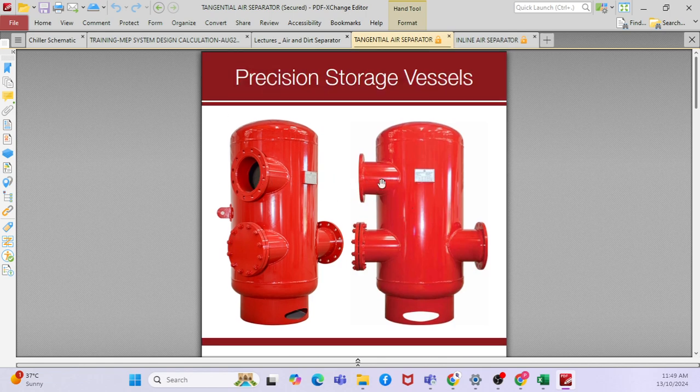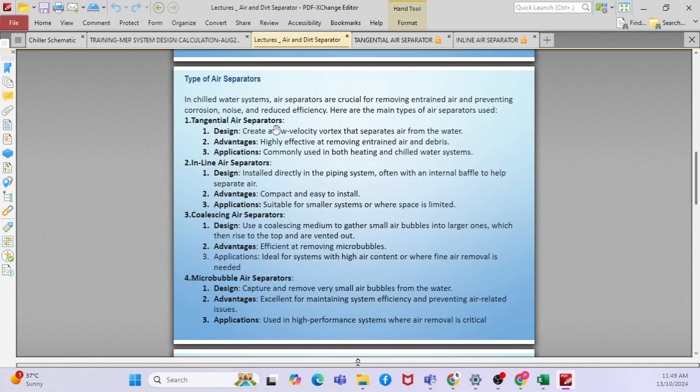Water enters from one direction at the top of the air separator and leaves at the bottom. This is the tangential air separator that you can see in my lecture. Its design creates a low velocity vortex that separates air from the water. The advantage is that it is effective at removing entrained air and debris. Its application is normally in chilled water systems and also heating water systems.